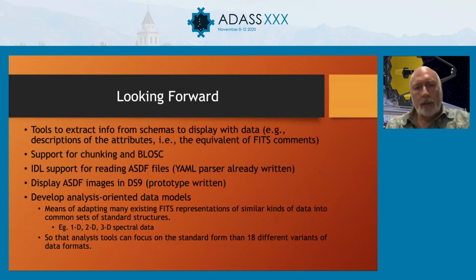So a few more things to talk about. One of the things that YAML doesn't really handle well are comments. And so we would like to be able to extract comments from the schema. So if people want more information on what a metadata means or what a data item represents, they'll easily be able to extract that from the schema. We'd like to support chunking in Blosc in the next year. It's necessary for the Roman telescope. We also plan to put IDL support in, and be able to display ASDF in DS9.